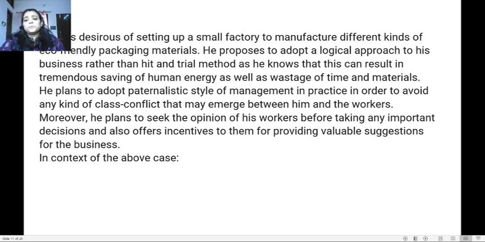He plans to adopt paternalistic style of management in practice in order to avoid any kind of class conflict that may emerge between him and workers. However, he planned to seek the opinion of his workers before taking any important decisions and also offer incentive to them for providing valuable suggestion for the business. So what do you think? What has happened over here? A manager is trying to build what?